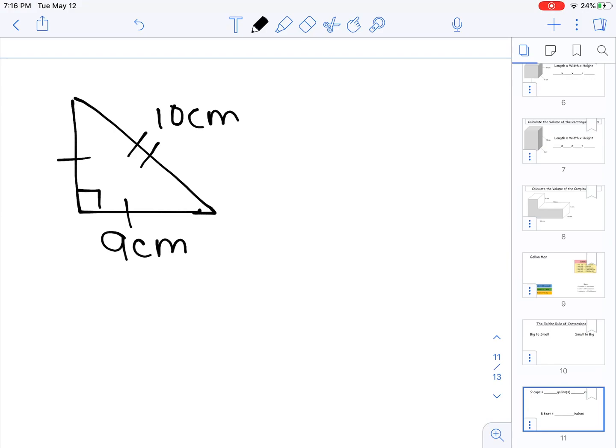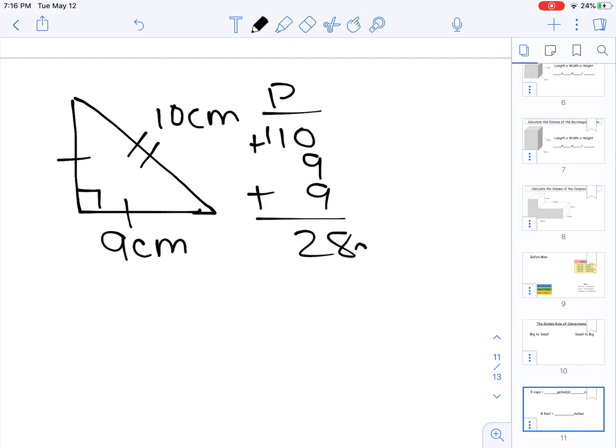Perimeter is just like it is for any shape. You add up all the sides. For this one, the perimeter, I'd be doing 10 plus 9 plus 9. 9 plus 9 is 18. Carry my 1. 28 centimeters.